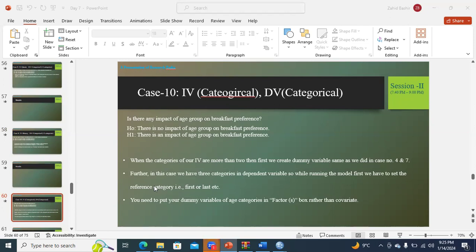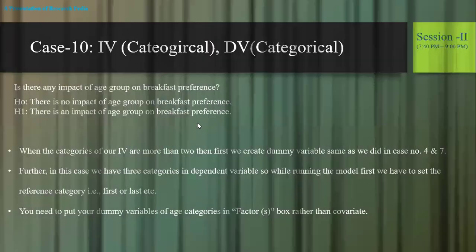We will proceed further. This is case number 10, where we may have the independent variable categorical, and the dependent variable is also categorical. When both of these variables are categorical, what we need to do? So just wait, I need to open the slide view.